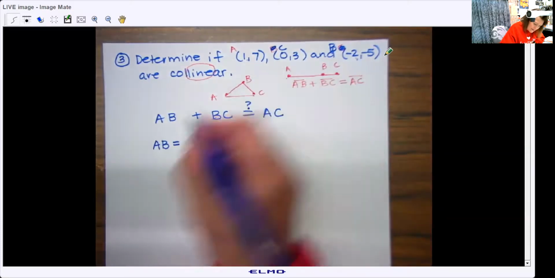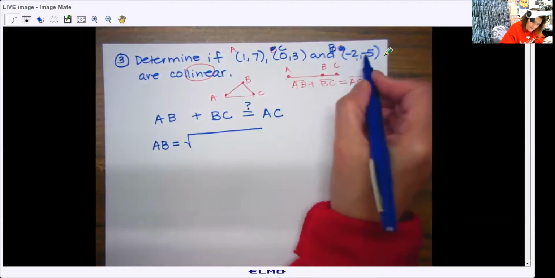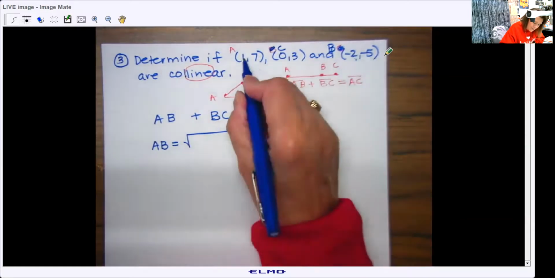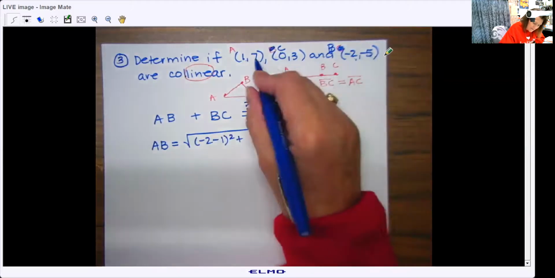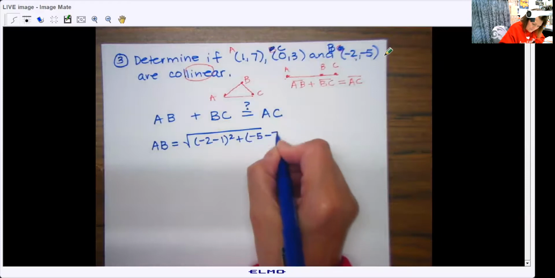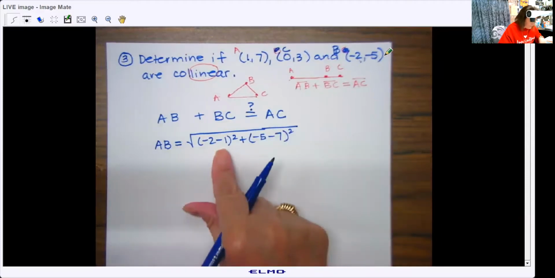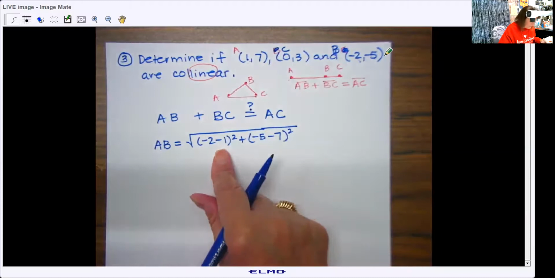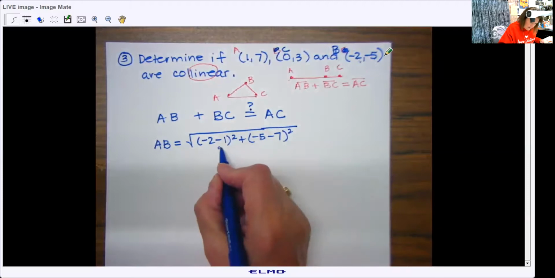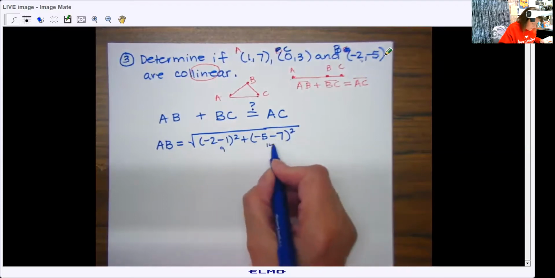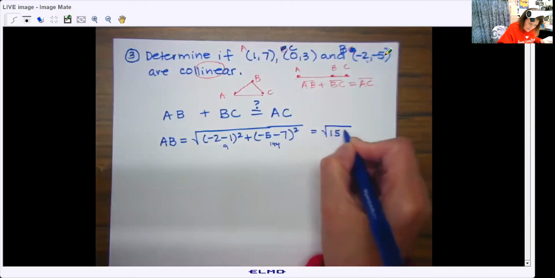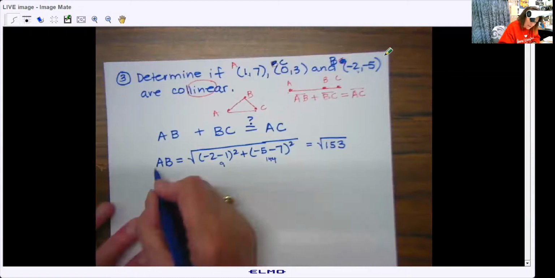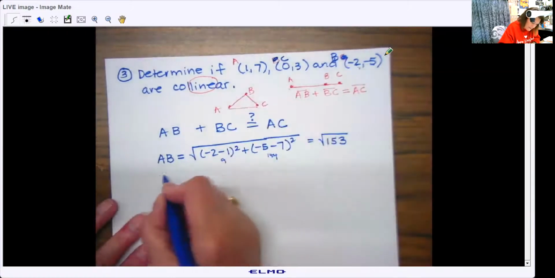So that distance is the square root of -2 minus 1 squared plus -5 minus 7 squared. That's 3 squared, which is 9, and this is 12 squared, 144. So it looks like that's the square root of 153. Okay, that's AB.